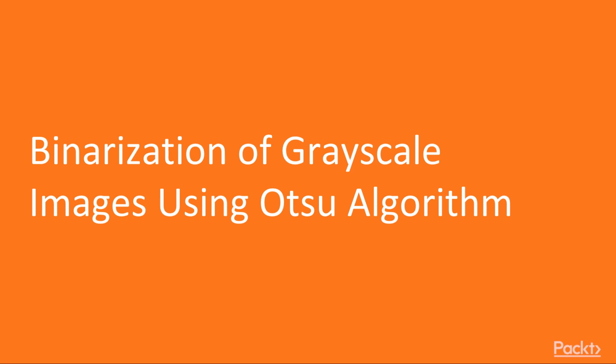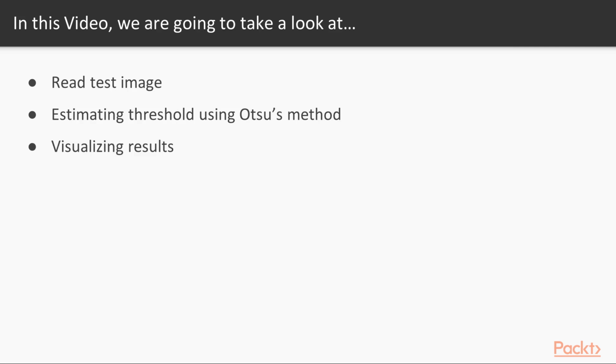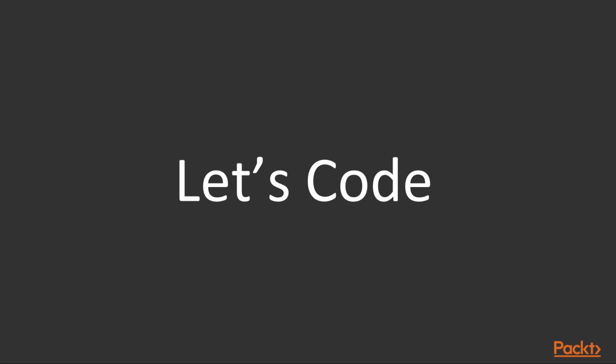Binarization of grayscale images using the Otsu algorithm. Converting grayscale images to binary images using Otsu's method is useful when you have only two classes in an input image and you want to extract them without any manual threshold adjusting. To binarize our image, we are going to read the test image, estimate the threshold using Otsu's method, and lastly, we'll visualize the results on our screen. So let's dive right in.